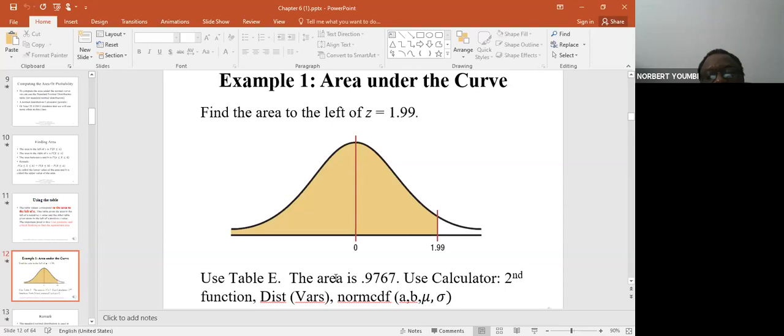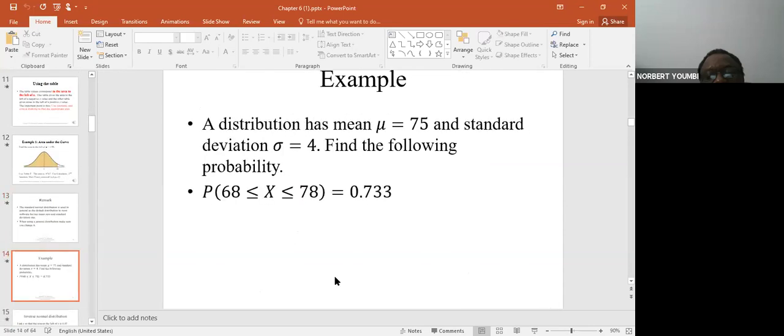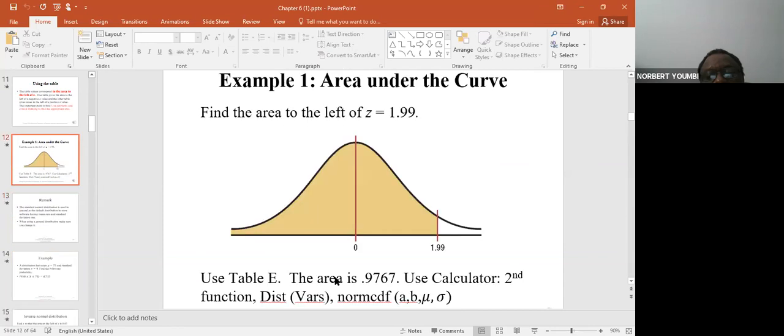When you are using the standard normal distribution, you don't need to enter the mean and the standard deviation. For some of you, you have a calculator that has by default the mean to be 0 and the standard deviation 1. That is for the standard normal distribution. So if you do this, you will get a value of 0.9767.